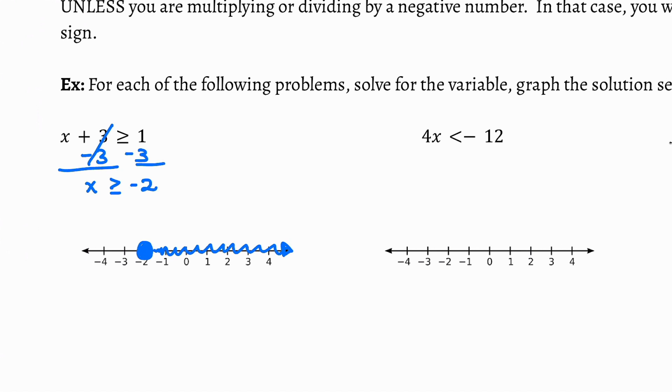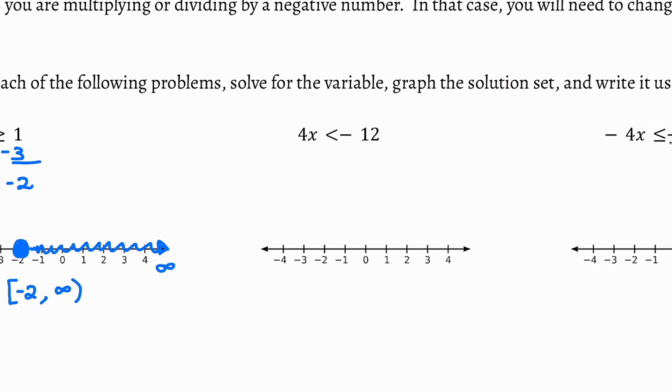And now I'm going to go ahead and graph my solution set using interval notation. I'm going to start at negative 2, and I'm going to put a bracket on it because I have it filled in. And this goes all the way to positive infinity, so this goes like this, parentheses on the infinity, just like before. All right, let's try this next one.